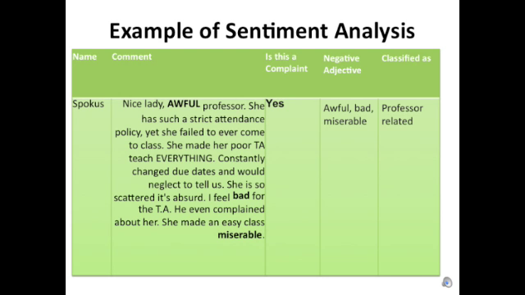Here's an example of sentiment analysis, also known as automated text analysis. As you can see, words such as awful, bad, and miserable classify this as a complaint. These comments are then even further classified to fit into categories such as instruction, course content, resources, social life, academic rigor, and other.